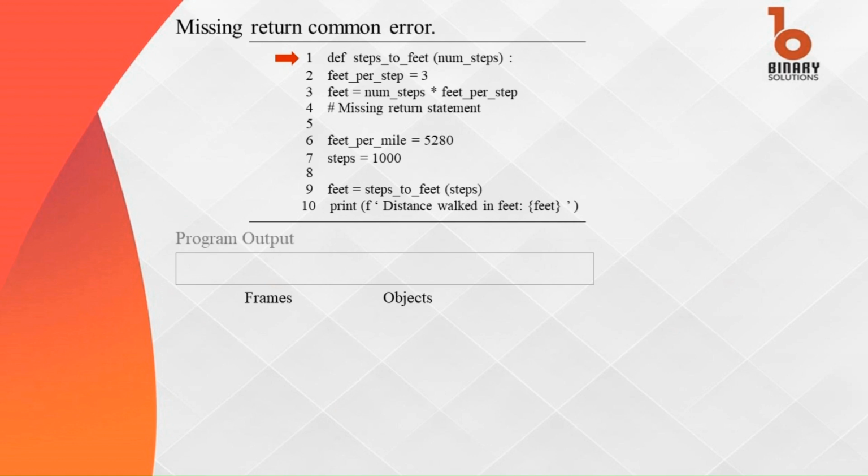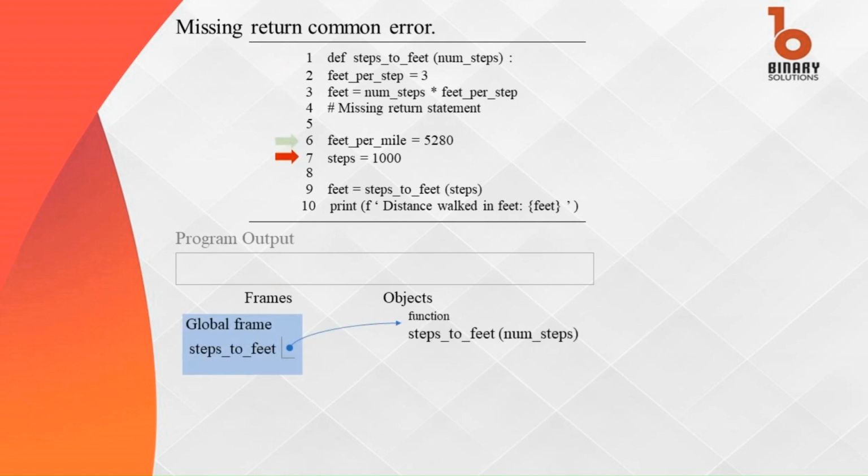The function steps to feet is designed to calculate the distance in feet based on the number of steps. It defines the conversion factor as 3 feet per step and calculates the total feet by multiplying the number of steps by this factor. However, the function does not include a return statement to send the calculated value back to the caller. In the program, additional variables are initialized, such as steps, which is set to 1000, and the function is called with steps as the argument.